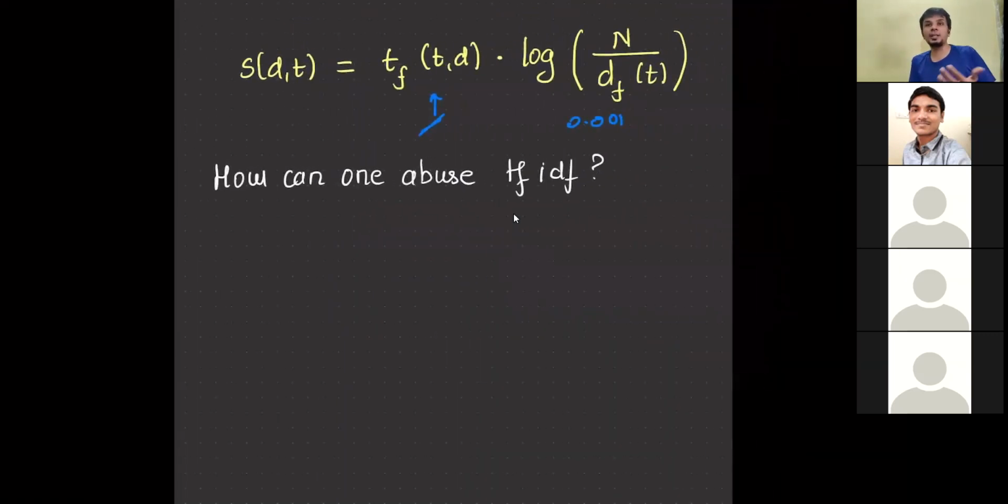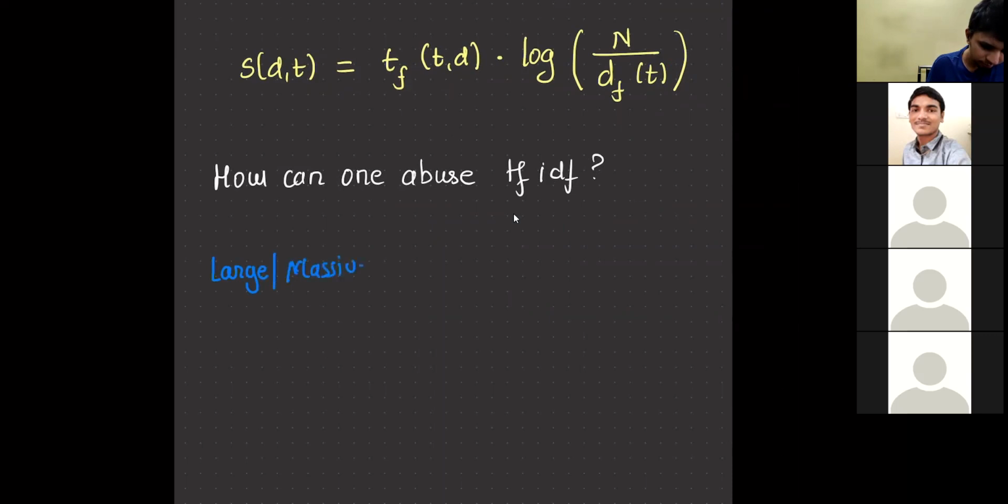Now, how will you prevent such situations from happening? What would you do to prevent such situations from happening? How will you find out such documents which are abusing TF-IDF?